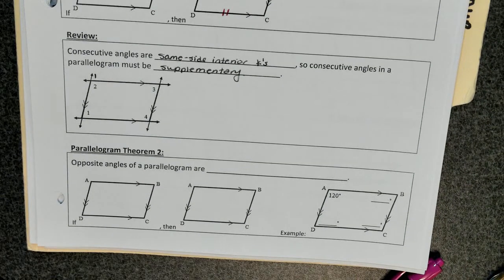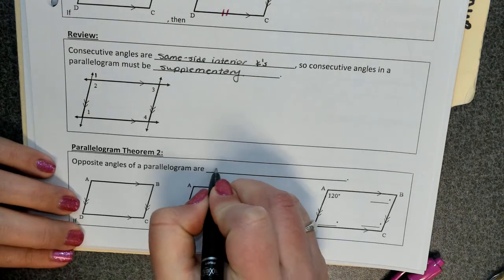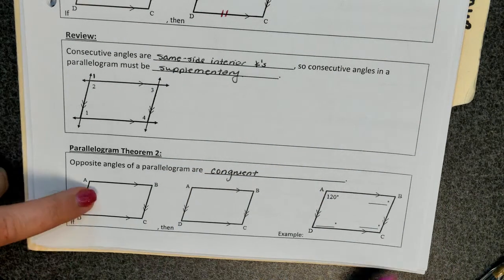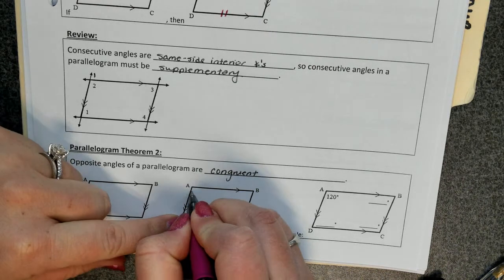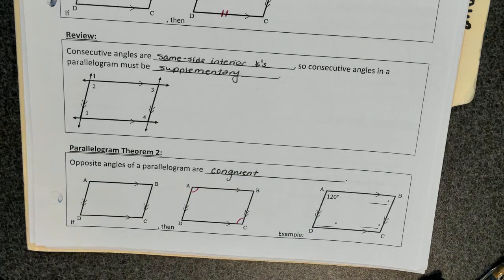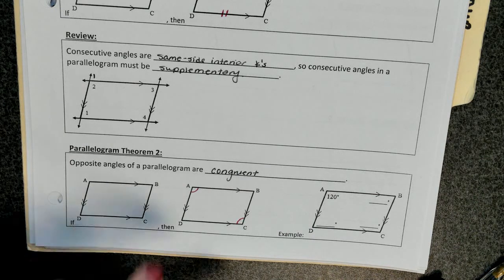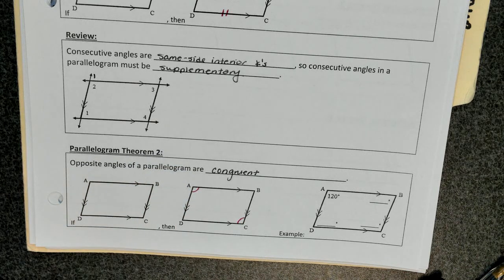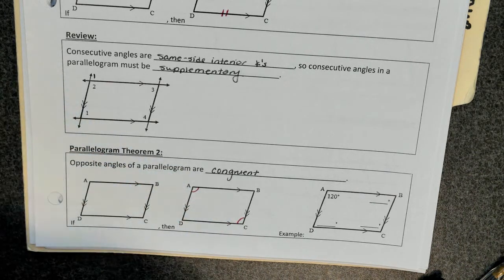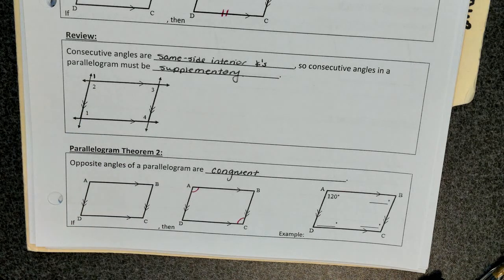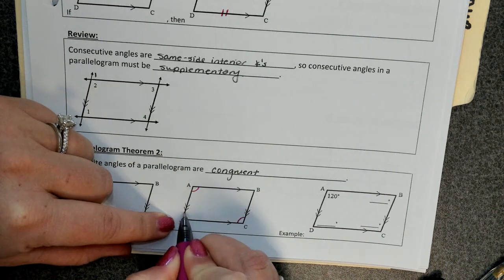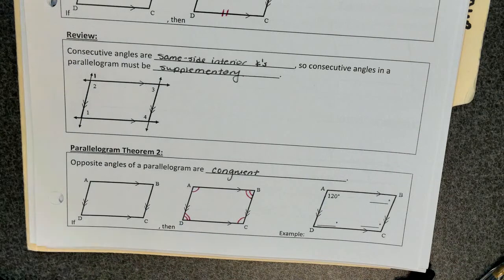The next theorem says that opposite angles of a parallelogram are congruent. So that means if we have this parallelogram, then we can label A has to be congruent to C. Because opposite angles are congruent, I know that those two angles have to be the same. And if you look, they appear to be the same. Those are both the obtuse angles. These are both the acute angles. So D and B then have to also be the same.